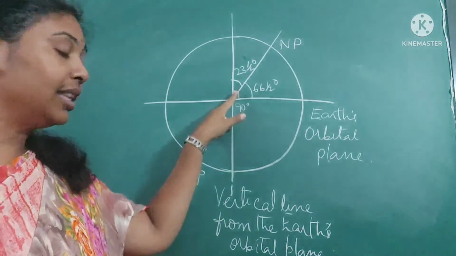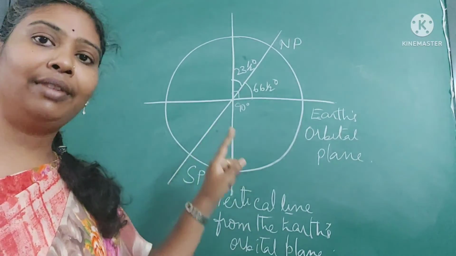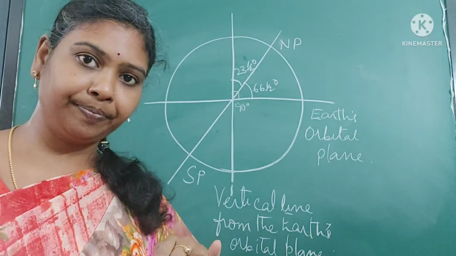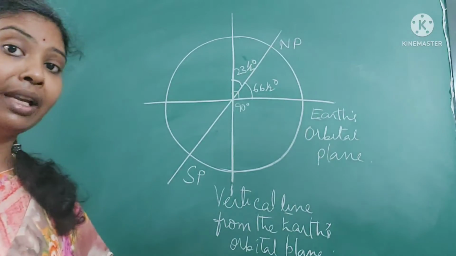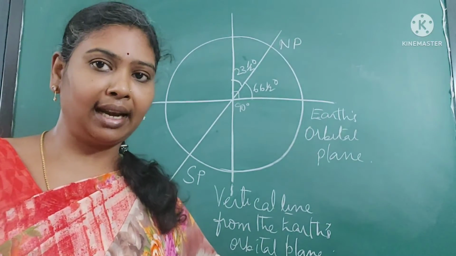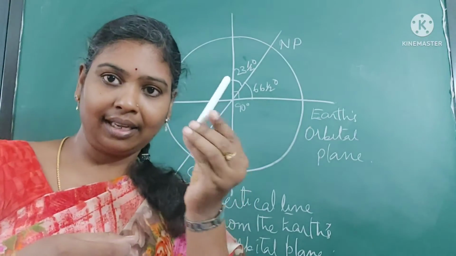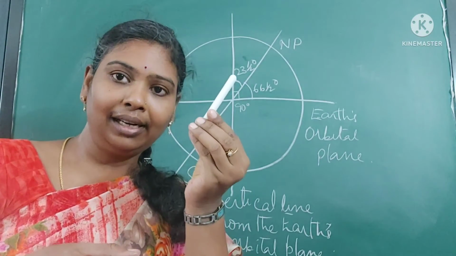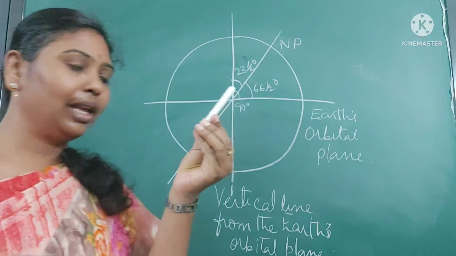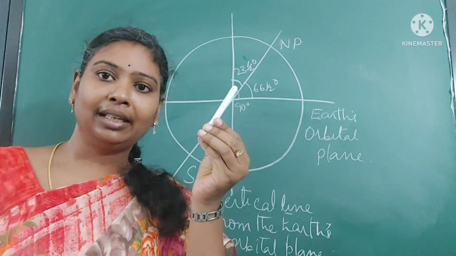Because of this tilting only, we are having seasons and we are having unequal days and nights. For example, if the earth is not tilted like this. Now, let us imagine the earth is tilted like this.